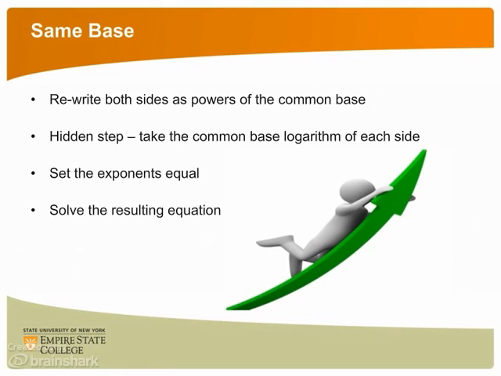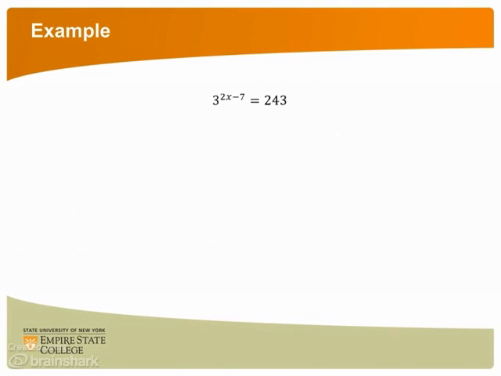Let's look at an example. Suppose we have the exponential equation 3 raised to the power 2x minus 7 equals 243. First, we want to rewrite the equation so that both sides are expressed as powers of 3. 243 equals 3 raised to the 5th power. So we have 3 raised to the power 2x minus 7 equals 3 to the 5th power.